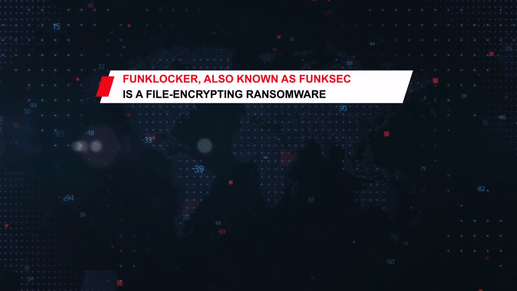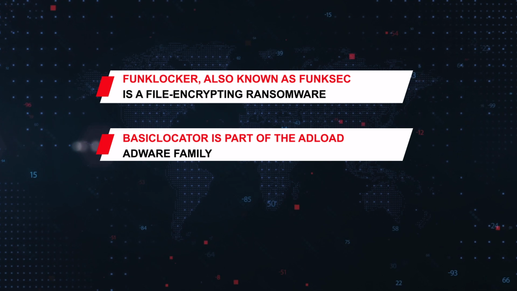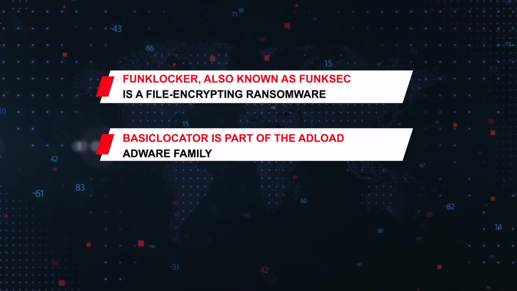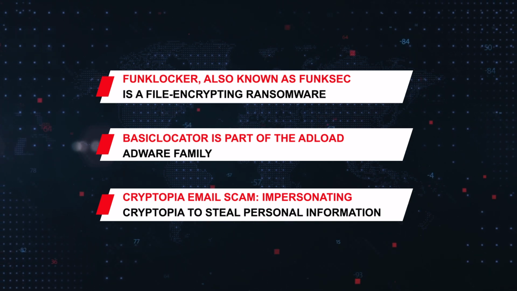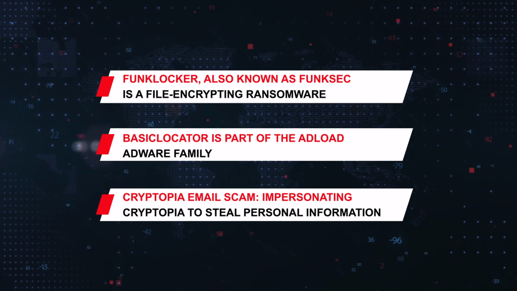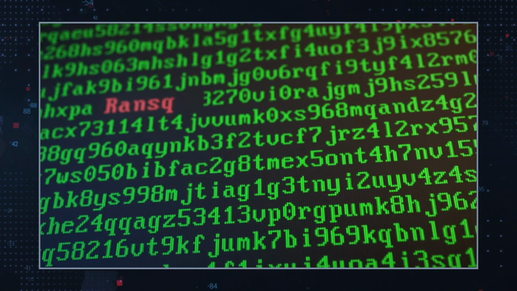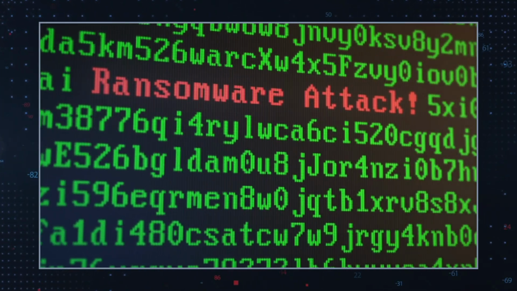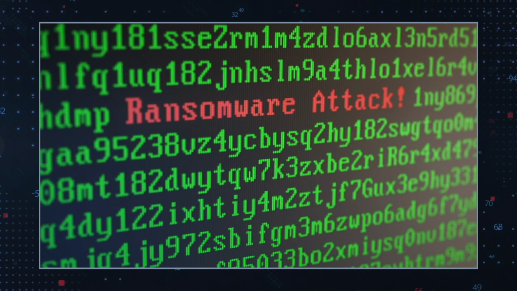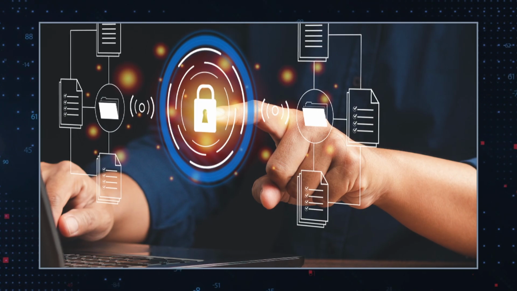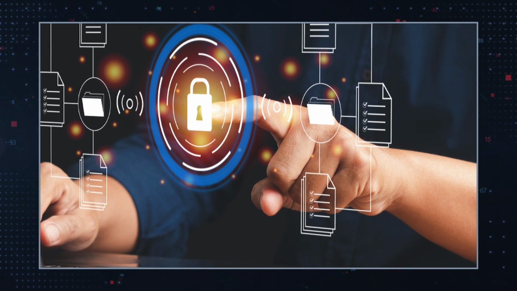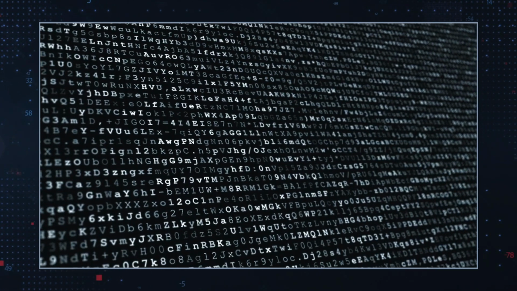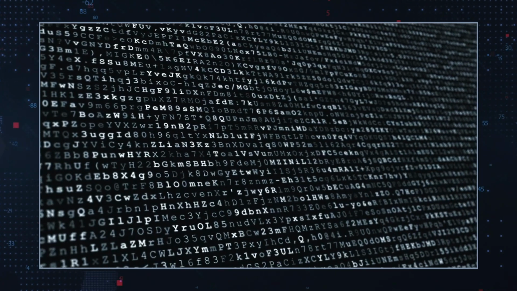FunkLocker, also known as FunkSec, is a file-encrypting ransomware. BasicLocator is part of the AdLoad Adware family. And Cryptopia email scam. Scammers are impersonating Cryptopia to steal personal information. FunkLocker, also referred to as FunkSec Ransomware, is a malicious program that encrypts files and demands ransom payments. Known for its disruptive behavior, FunkLocker targets individual users and organizations by rendering critical files inaccessible. By appending file names with the .funksec extension and delivering a ransom note with payment instructions, it pressures victims into complying with its demands.